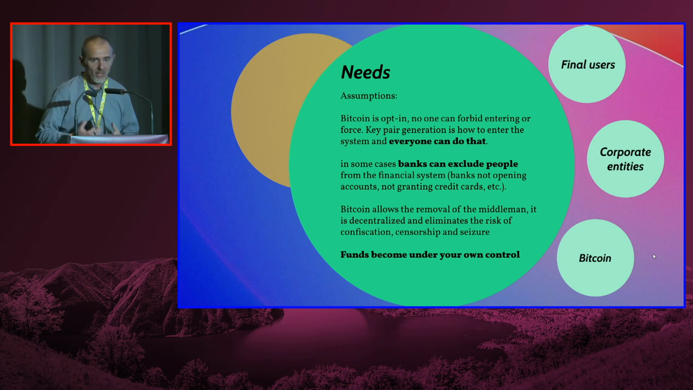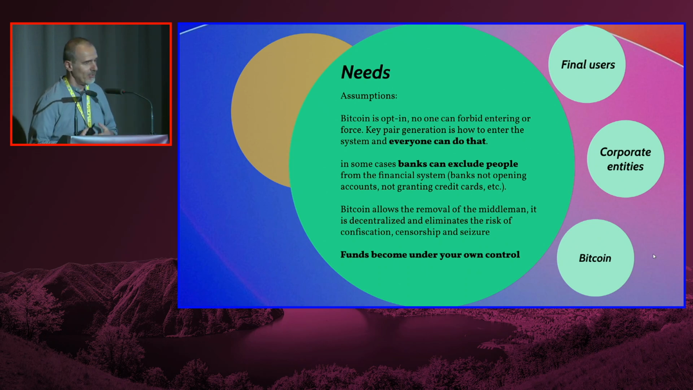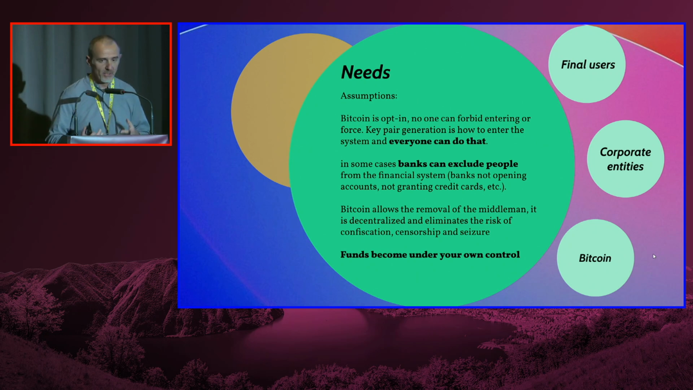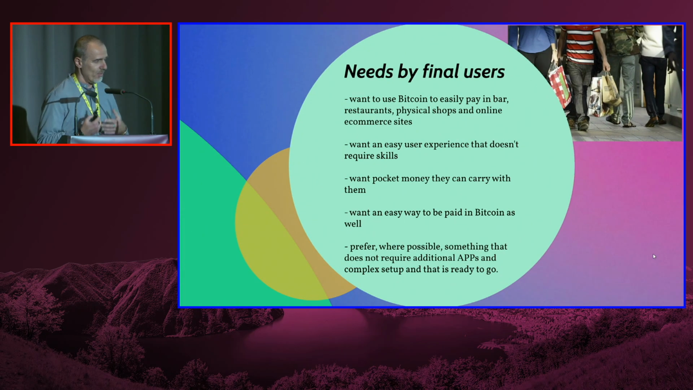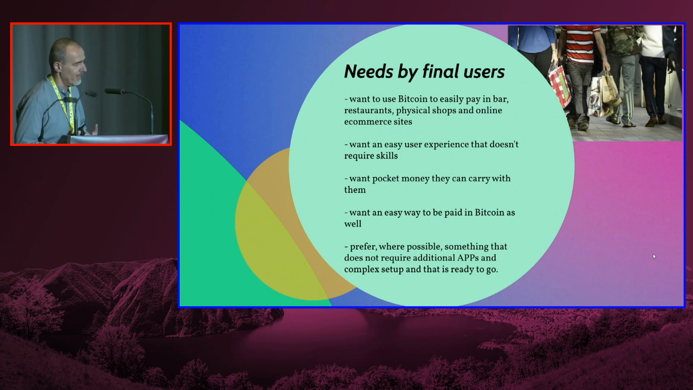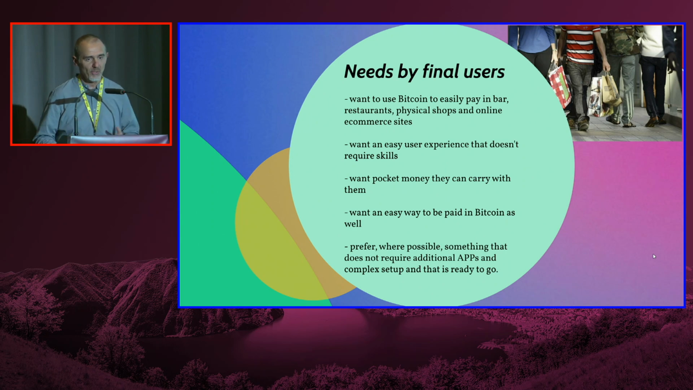So there are a lot of people that cannot enter the system because banks are not opening accounts or banks are not granting credit cards and so on. So we appreciate Bitcoin because the removal of the middleman makes it possible for anyone to transact without the risk of censorship and seizure that we have with the traditional financial system. So what we really need in Bitcoin to be free is to start using it in day-to-day spending.